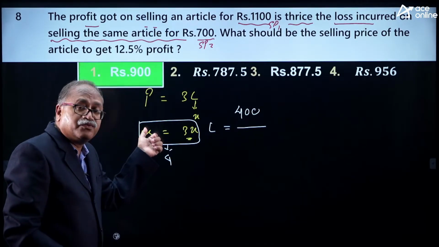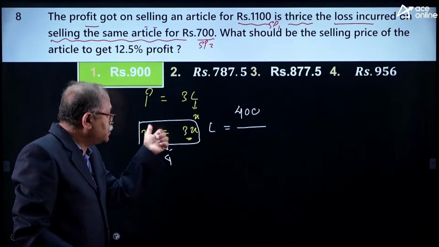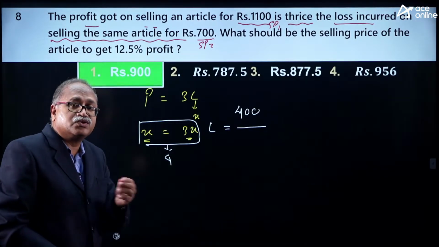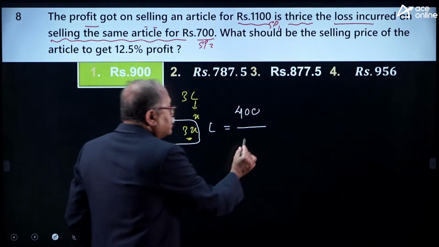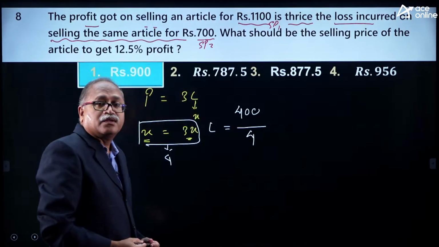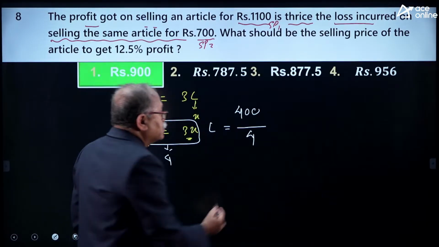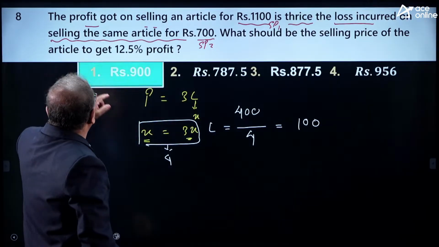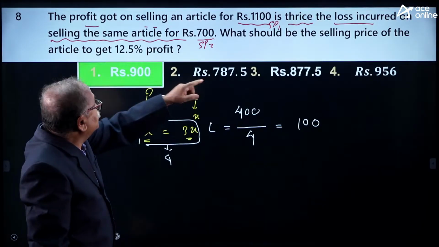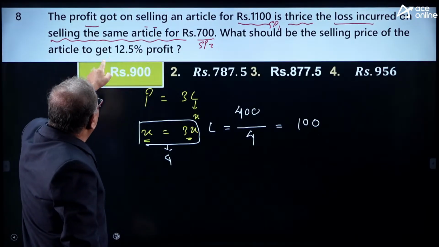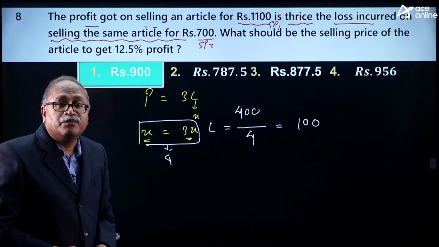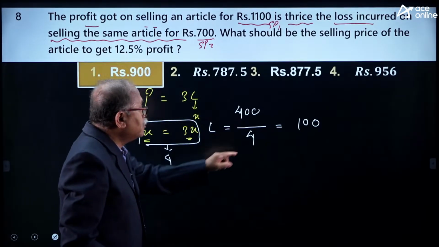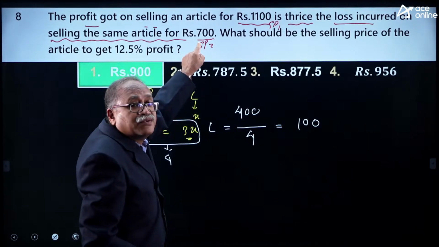So, here the profit is 3x and here it is x. The total is 4x. That means total is 4 parts. So, when I divide this by 4, then I get the loss. So, my loss is 100. You are asked to find what should be the selling price of the article to get 12.5% profit. So, we already know loss is 100 when the selling price is 700.